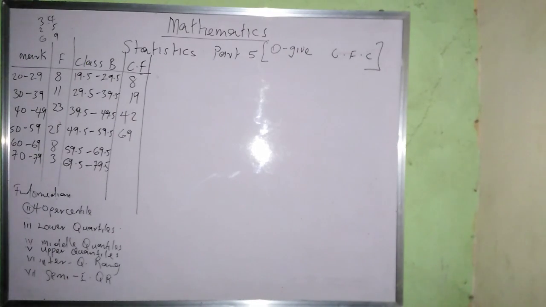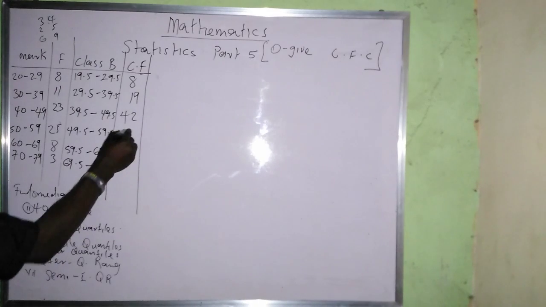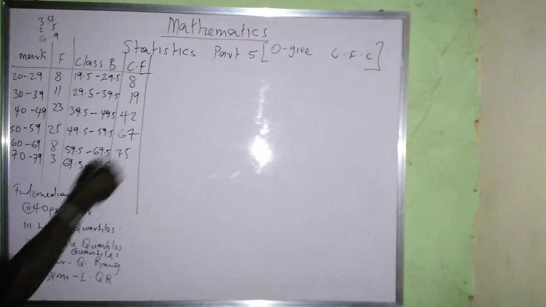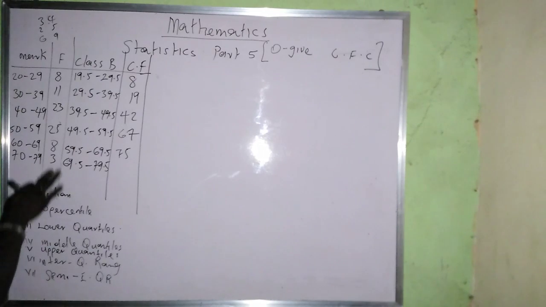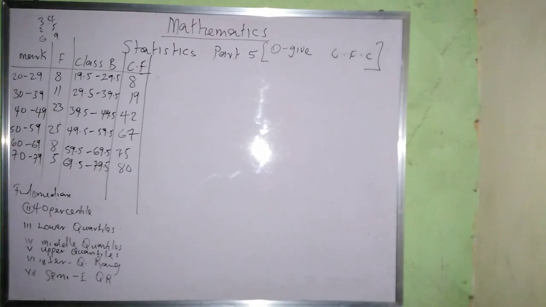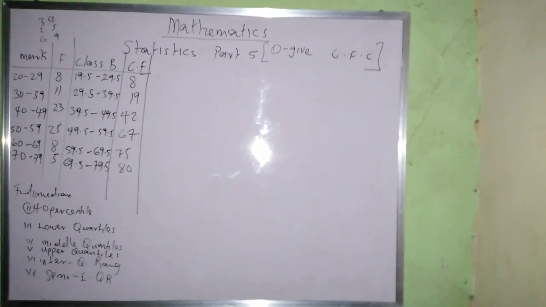42 plus 25 will be 67. Then 67 plus 8 will be 75. 75 plus 5, sorry, this will be 5, plus 5 will be 80. That is all. That will be 80.